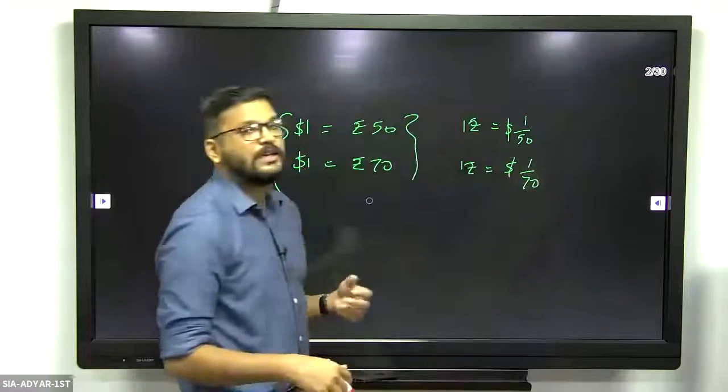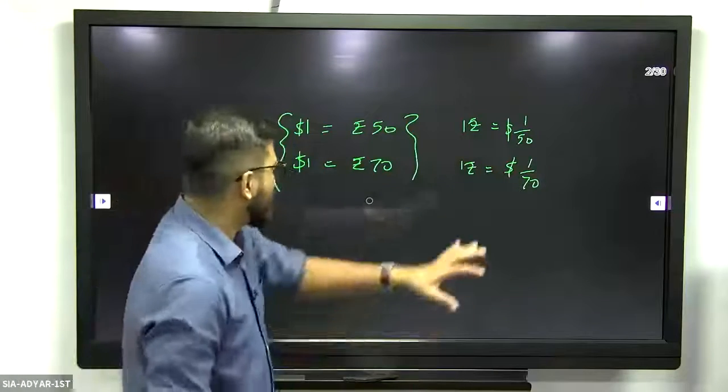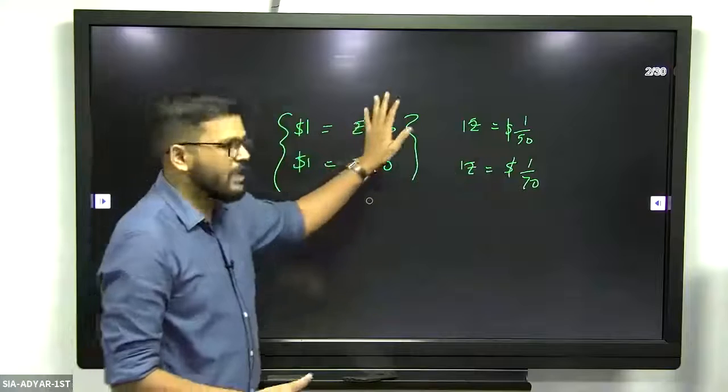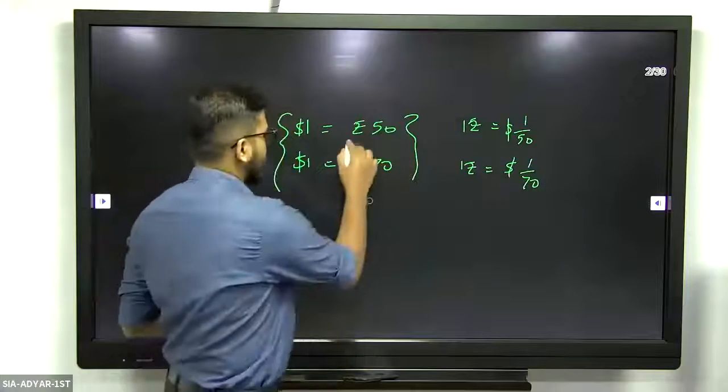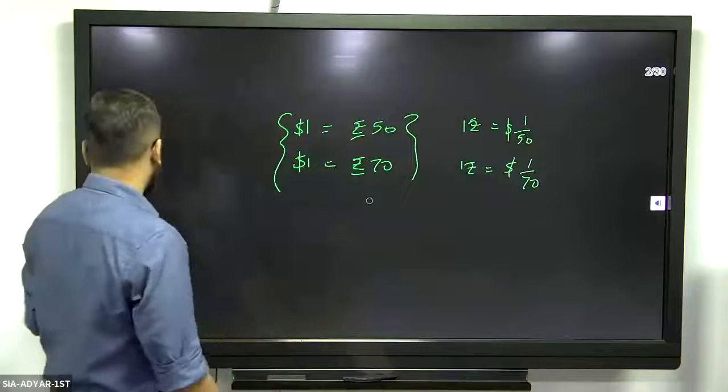Now imagine how difficult it is to understand this calculation and speak about it. That is the reason why we write it this way, but we speak about it in terms of what is happening to the rupee. Okay, so this is the concept of appreciation and depreciation.